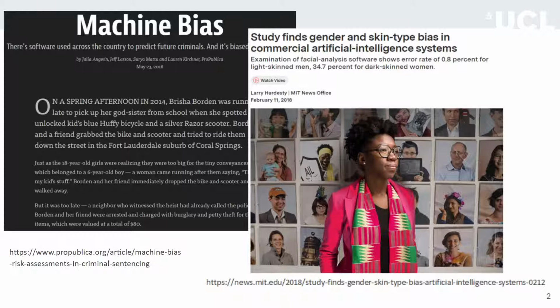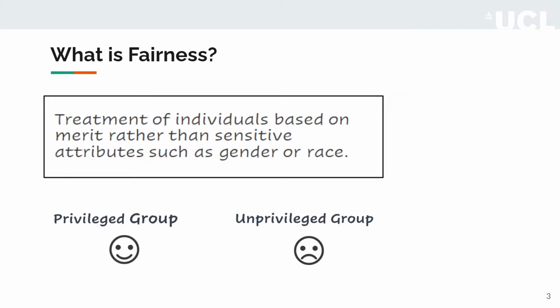So as a beginning point, let's define fairness, and we specify that fairness is the treatment of individuals based on merit rather than sensitive attributes such as gender or race. Such attributes can also be called protected attributes. Because what can happen if you don't take this into account is that you use software and the software has a different behavior towards different population groups.